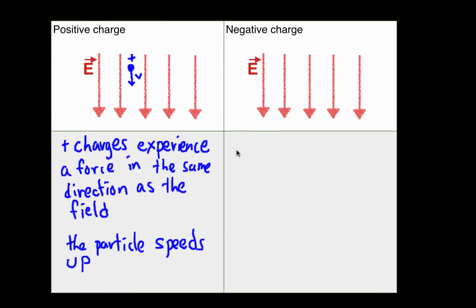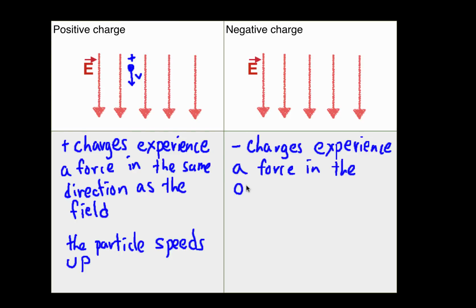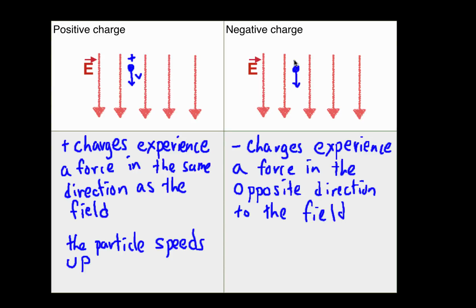Negative charges experience a force in the opposite direction to the field. So if you have a negative charge with the velocity initially directed in the direction of the field, the particle will slow down.